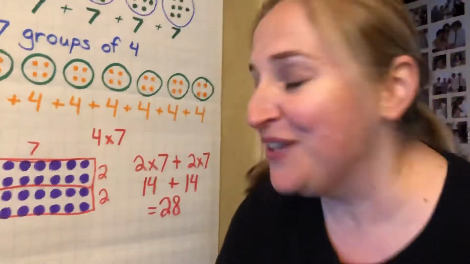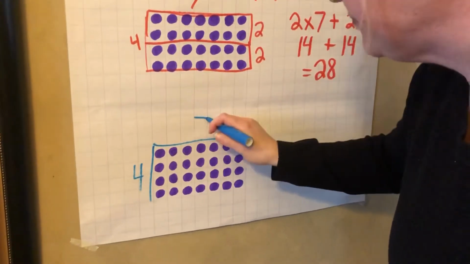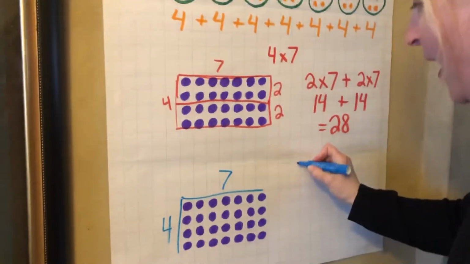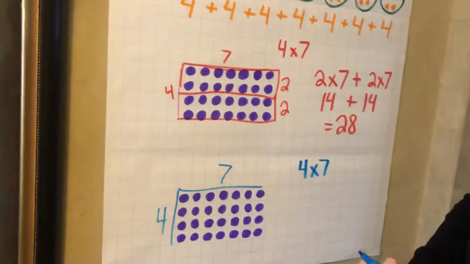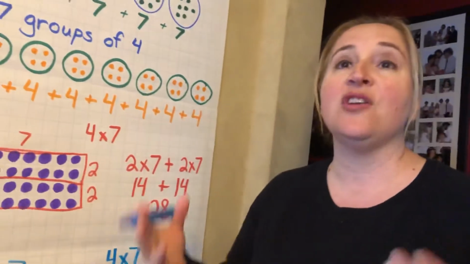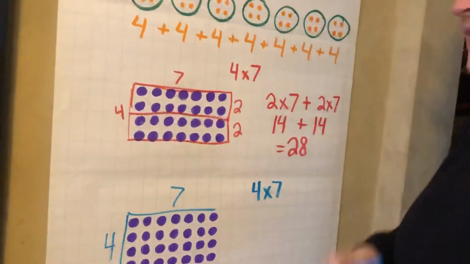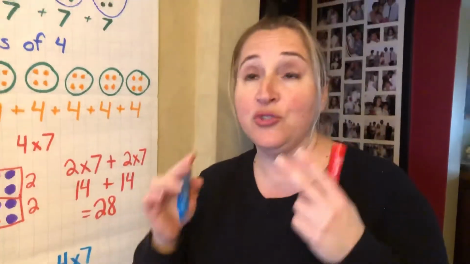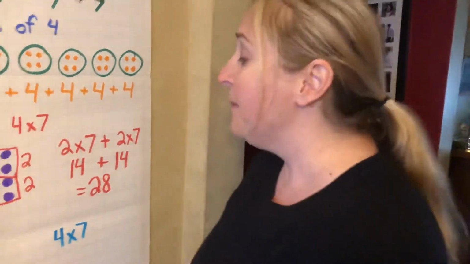My daughter is videotaping. So here again, I have 4 and I have 7. But this time, for my 4 and 7, I'm going to keep the 4. I'm going to break up the 7. Now, what numbers are easy? We want numbers to work with that are easy. 7 breaks up into 2 really easy numbers, 2 and 5. 2 and 5 make 7.